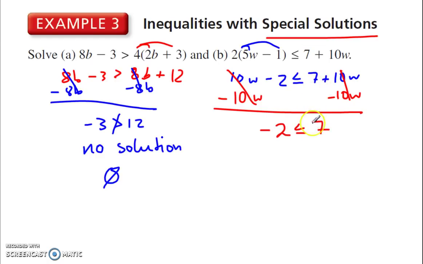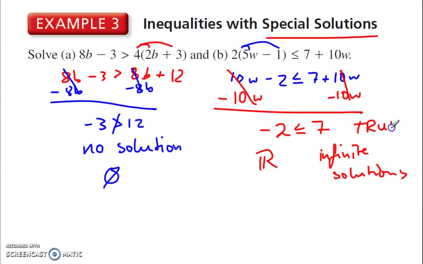Now initially your response might be that, oh, negative 2 isn't the same as 7. But it also says less than. So this is true. So here, this is infinite solutions or all real numbers. Infinite solutions, because it is a true statement.